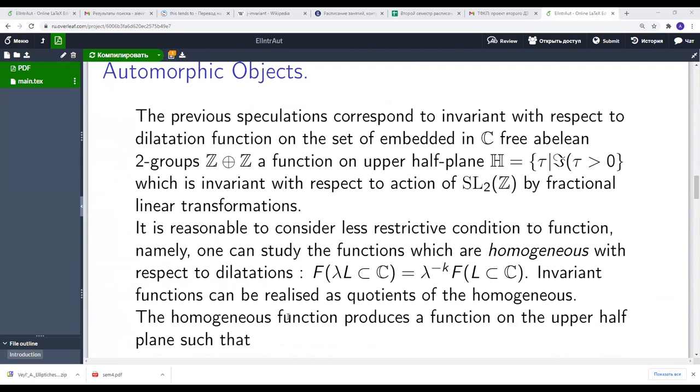So for example, the true parameter of periodicity is a function on the set of embedded lattices, such that it is invariant with respect to dilatation of the lattice. This transforms in this way to a function on the upper half plane, which is invariant with respect to fractional linear transformations by integer matrices.